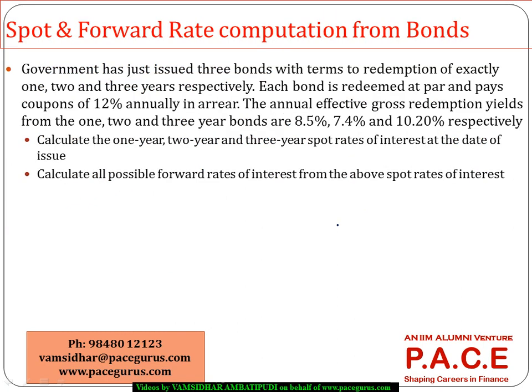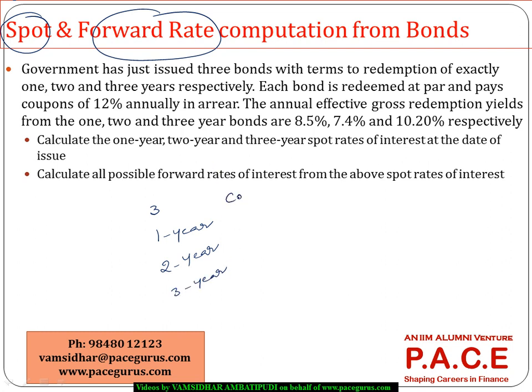Now let's look at how we compute the spot rates and the forward interest rates, given the different kinds of bonds and their various maturity periods. Here we are talking about three types of bonds: a 1 year maturity bond, a 2 year maturity bond, and a 3 year maturity bond. Each bond has a 12% coupon.